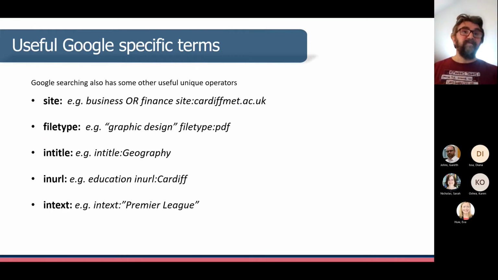Then you've got in text, which is sort of the inverse of that. So in text won't look at the title, it won't look at the URL. In text will only look at text that's in the actual body of the page. So if I was to do a search for intext: Premier League, that'll only show me that particular phrase from the body text of websites. It won't look at any of the other HTML around that.